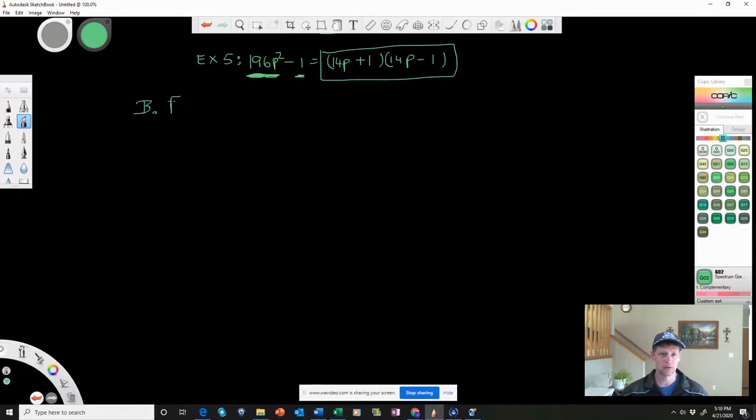The second and last pattern of the day is going to be a pattern called factoring a perfect square trinomial. I hope you're taking notes with me. By taking the notes, you learn. This isn't like a movie that you can just watch. You actually need to participate here. Factoring a perfect square trinomial.